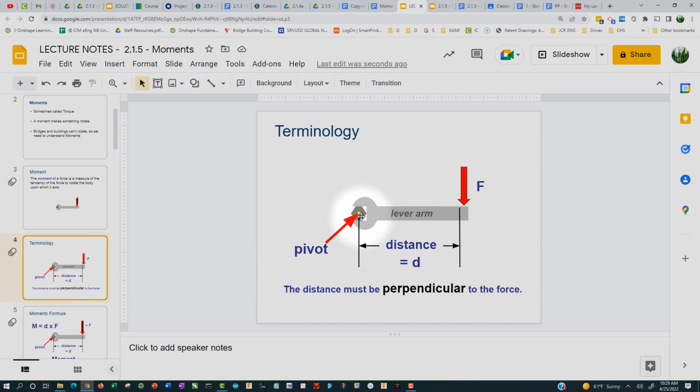Some terminology. We have a pivot at the nut here, or the bolt head. We've got a lever arm, which is the distance between the pivot and the application of the force. Then we have our force coming down here, perpendicular for now. And we have the distance d of the lever arm. The lever arm distance is quite important.